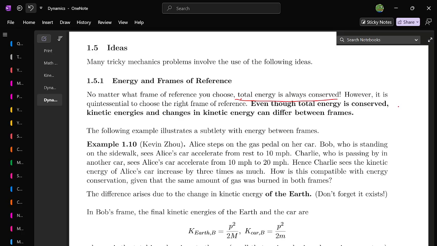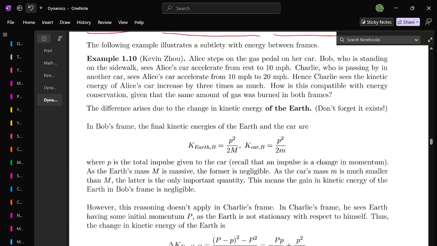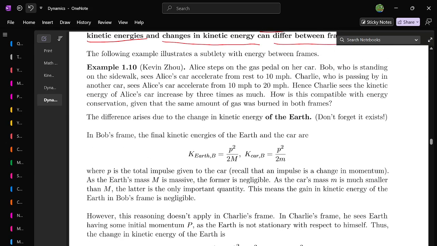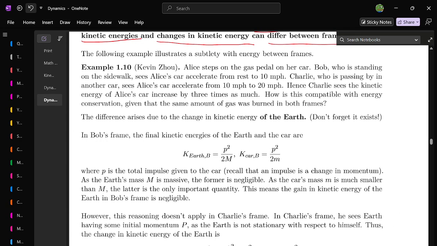But the thing is, even though total energy is conserved, your kinetic energy and your changes in kinetic energy can differ between frames. So let's just see what I mean here in this example from Kevin Cho. So we have Alice on a car who steps on the gas pedal. We have Bob on a sidewalk, which is basically like the rest frame, right? Because it's like the frame of the Earth.